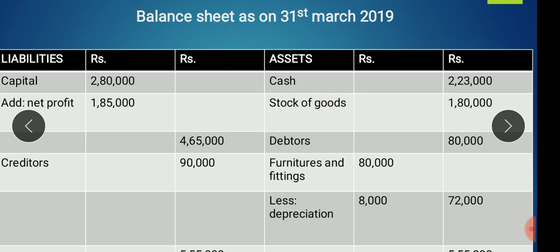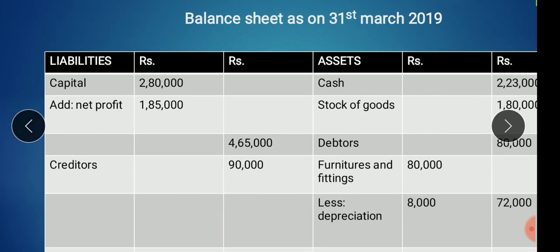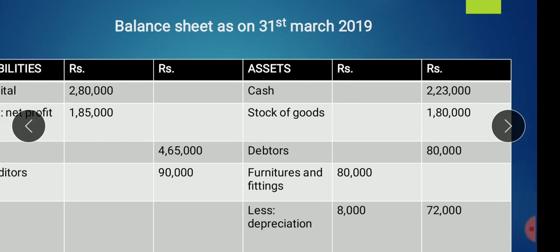Then finally, the last step, prepare the balance sheet. Balance sheet as on 31st March 2019. On the left hand side enter the liabilities, on the right hand side enter the asset side values. Capital 2,80,000, add net profit 1,85,000, totally 4,65,000. Sundry creditors 90,000. Asset side: cash 2,23,000, stock of goods 1,80,000, debtors 80,000.